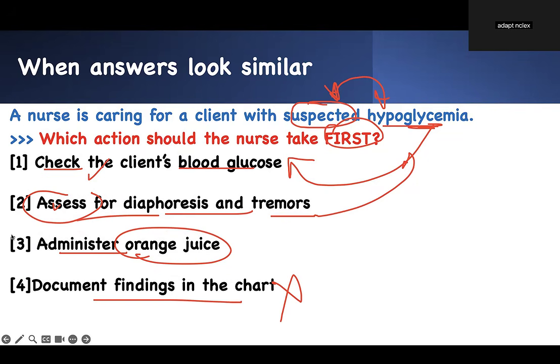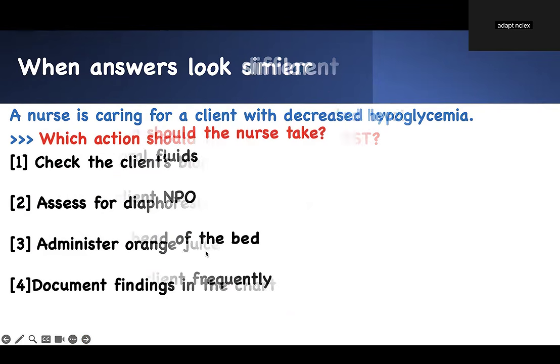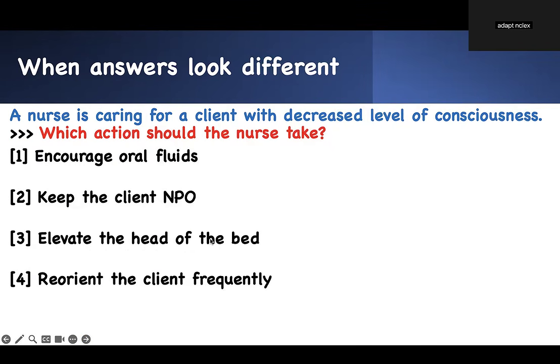You cannot pick it. This is how NCLEX will trap you. These and this are the same. So when you see 2 similar answers, eliminate it. This is your right answer. Number 3, we got to give the patient orange juice. Now, when they are different, one of them has to be right. But based on the scenario, you got to pick the one that is appropriate.